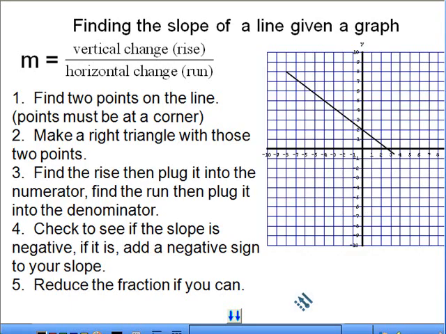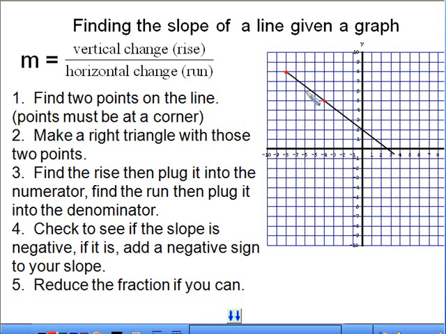Now, to find the slope of a line when it's graphed, you have to find 2 points on the line that meet at a corner of the graph. It's important that it meets at a corner because then we know the precise coordinates of the point. For example, this point right here, we know it's at -4 and 5. This point right here, we know the coordinates are -8 and 8.